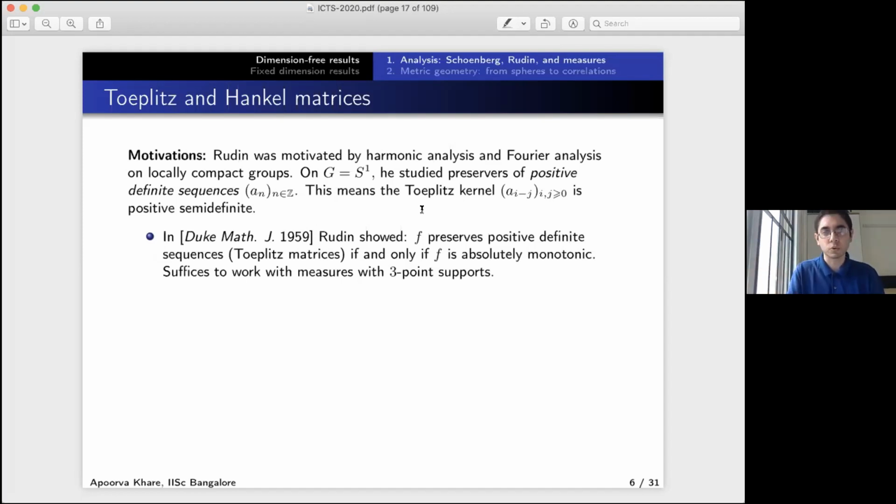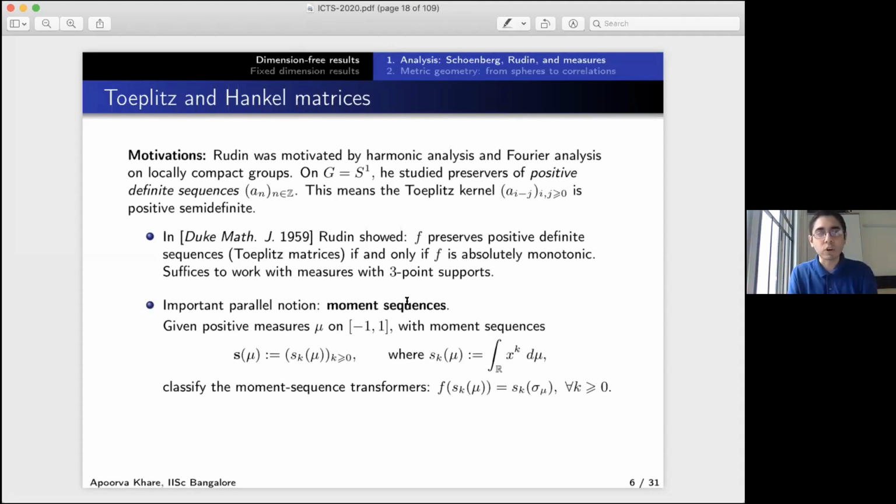In parallel to Rudin, you can talk about a different locally compact group, the real line. On that you have things like probability measures, of which you have moments. If you take the same question, instead of looking at sequences of Fourier coefficients and which functions preserve them, meaning Toeplitz matrices, I can look at sequences of measures and which functions preserve those, or take a measure sequence to another measure sequence. That's what we call moment sequences.